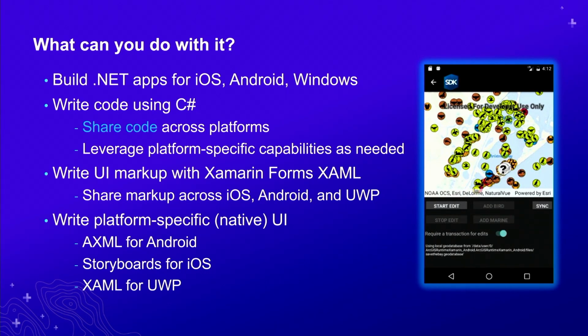You can write code using C# and your UI markup in XAML, and that's all completely shareable. We've put a lot of work into making sure that the ArcGIS Runtime APIs are identical across iOS, Android, UWP, WPF, and all the platforms you're trying to target. And should you need access to the native UI, you can do that through XAML and UWP, storyboards on iOS, auto layout, and then AXML on Android.